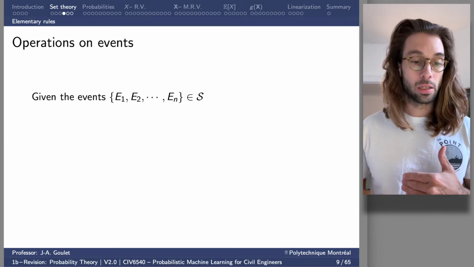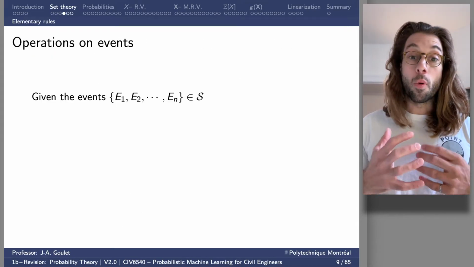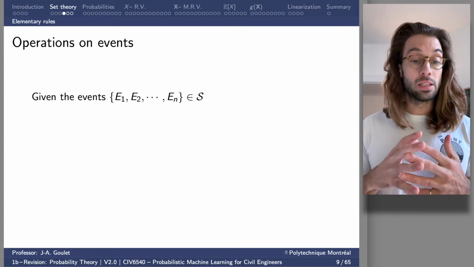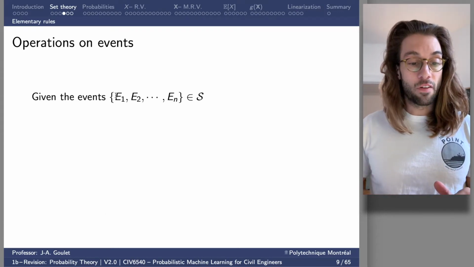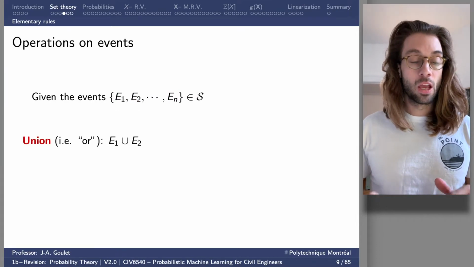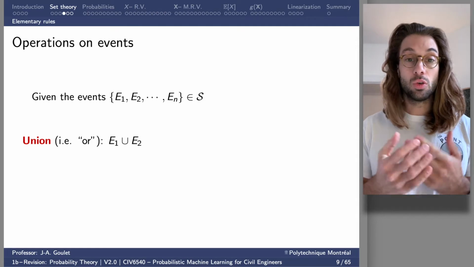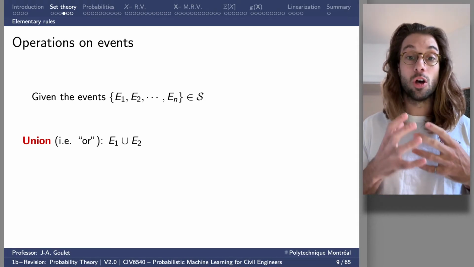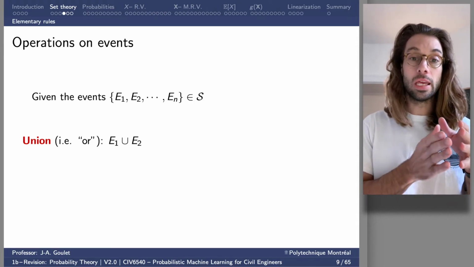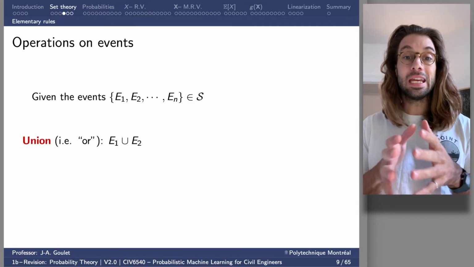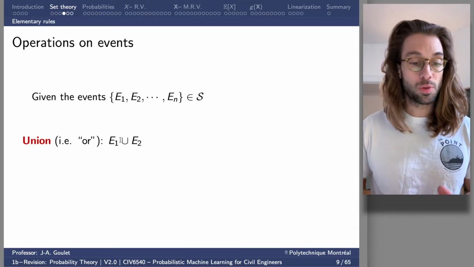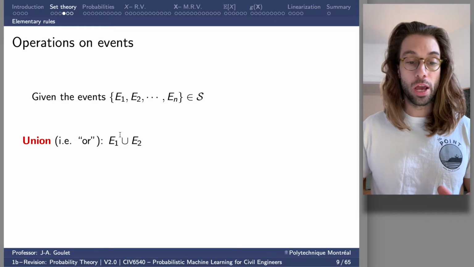Okay, I'm sure you get the concept. So what are the operations we can do on events? Given a set of n events that belong to a sampling space S, we can do the union of events. You can interpret the union as an OR: either E1 happens or E2 happens. The union is represented by this U operator.